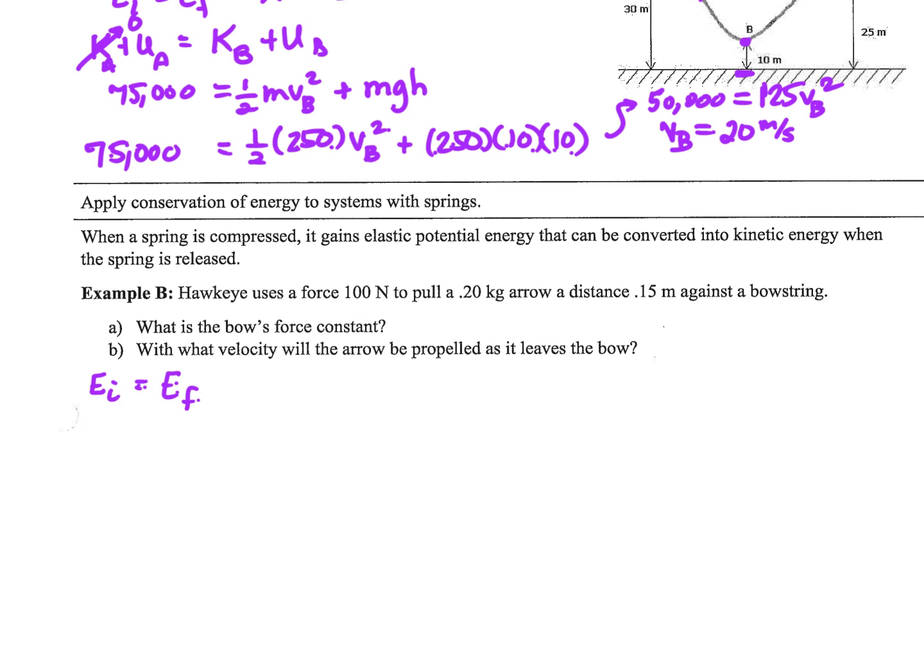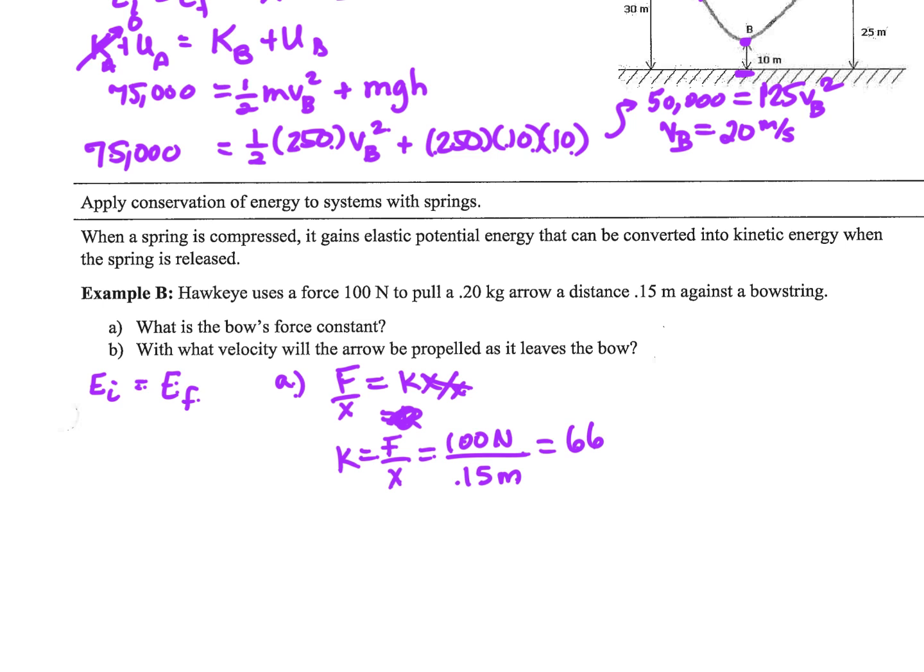So now it says, what's the bow's force constant? So we're actually starting in A with force. What is the force on a bow? What is that formula? F equals kx, right? So if we want to know the force constant k, we need to divide both sides by x. So k is going to equal F divided by x. Well, he uses 100 newtons of force to pull a distance of 0.15 meters, which is about 666 repeating. So 667 newtons per meter is going to be your force constant.